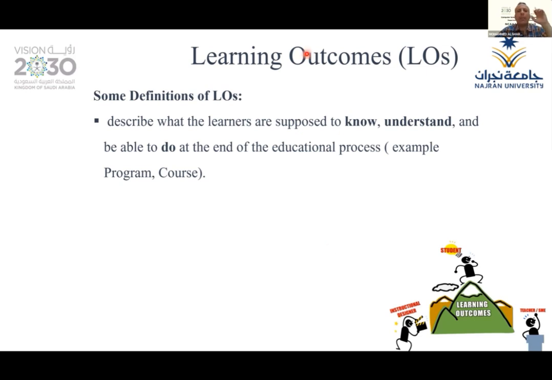The learning outcome describes what the learners are supposed to know, understand, and be able to do at the end of an educational process. For example, program learning outcome describes what the learners or our graduates are supposed to know, understand, and be able to do at the end of the program. Course learning outcomes, called CLO, and program learning outcomes, called PLO, describe what students know, understand, and are able to do at the end of the course.